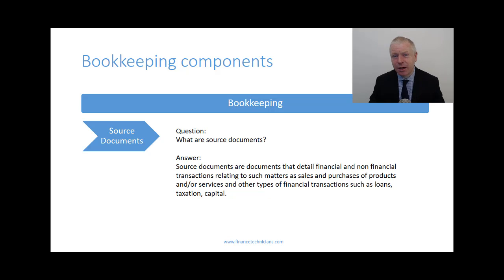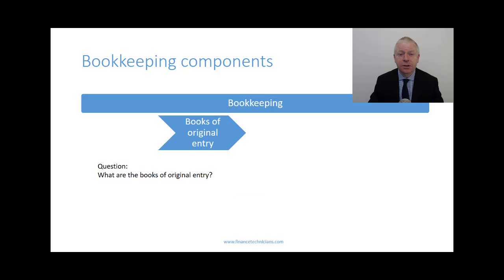An example of a non-financial source document will be something such as a delivery docket, which simply identifies the products that were delivered, but there will be no monetary value. And we'll look in a while at how you would use such things to create internal controls within an organization. So that's source documents, the absolute beginning of your bookkeeping system, because it's the information contained within the source documents that is going to be used to record the data into your books of prime entry or books of original entry. So that's where we're going next.